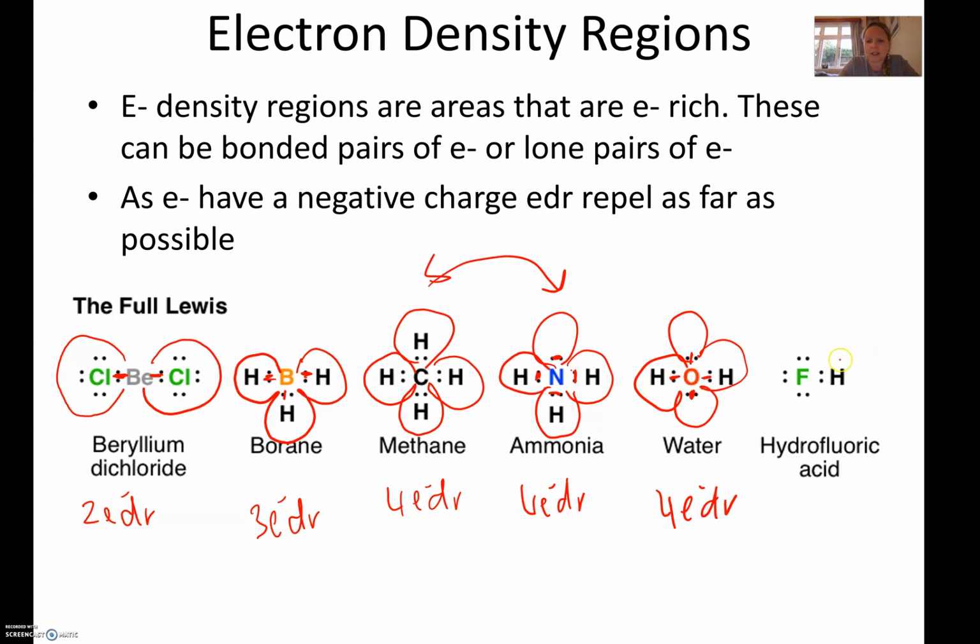And then this last one here is a little bit different because there isn't actually a central atom. So there's kind of just 2 electron density regions, but this one's a bit funny because there's no central atom. Okay, so hopefully that's made sense so far, and let's carry on with the learning.